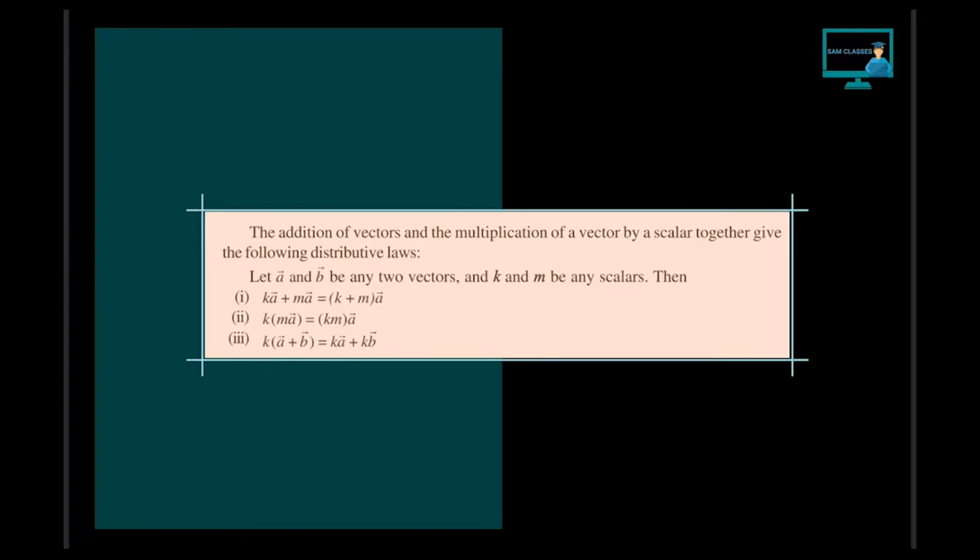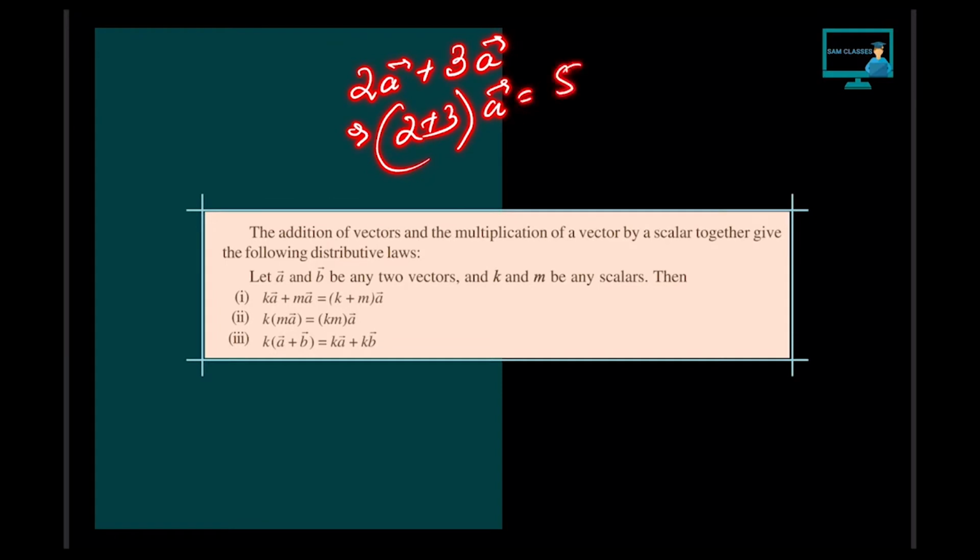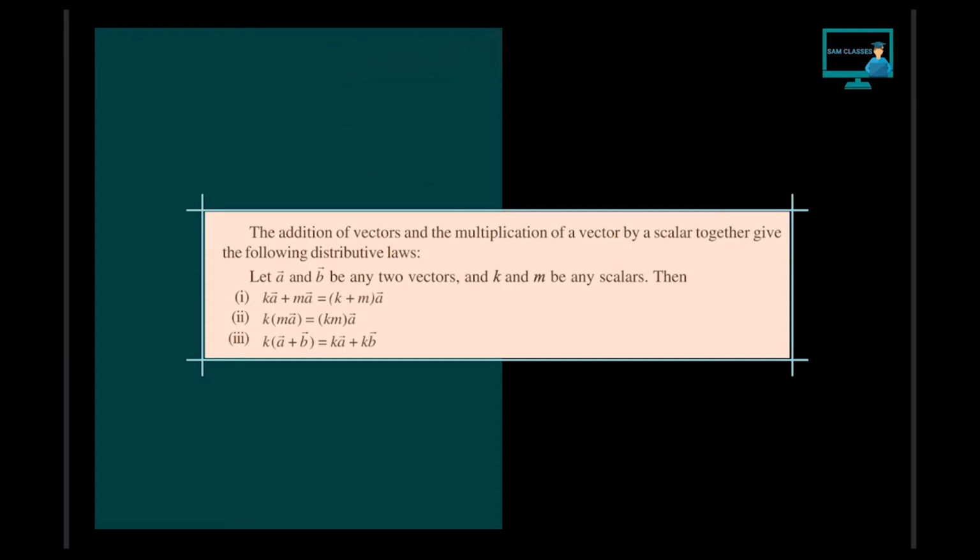Now, the addition of vectors and multiplication of a vector by a scalar together give a few laws, the distributive laws. That is also very simple. Let's say we have 2 of a vector plus 3 of the same a vector. Directly you can write 2 plus 3 and take a vector common, so that is basically 5a vector. Same thing, if you have 2 times 3a vector, you multiply these two constants, so 6 times a vector.